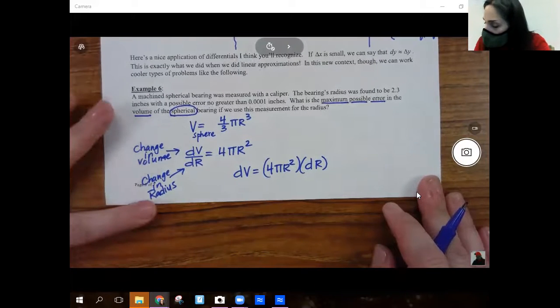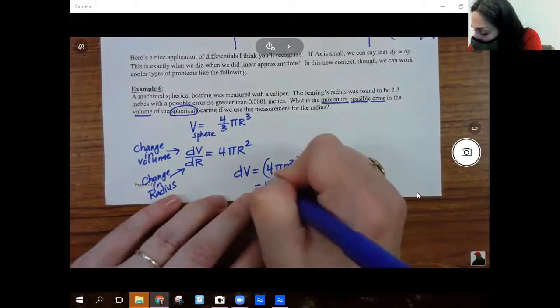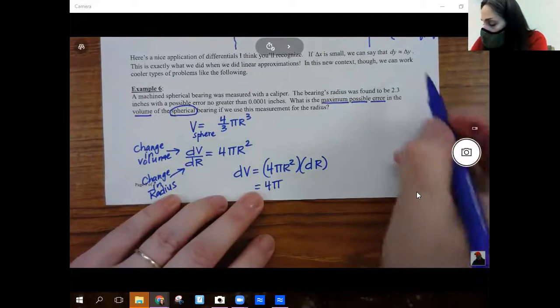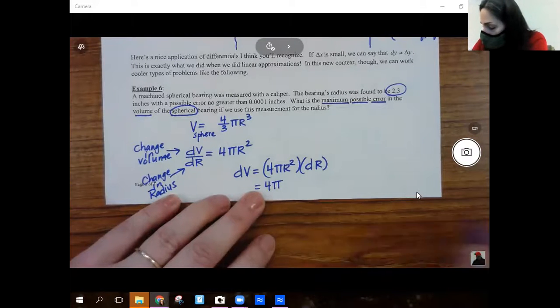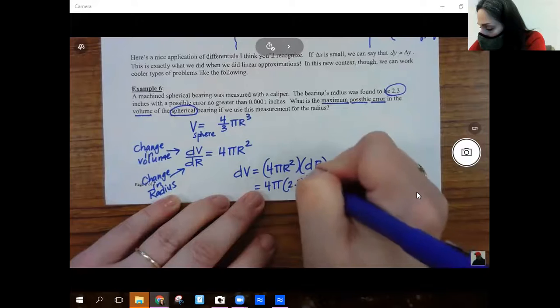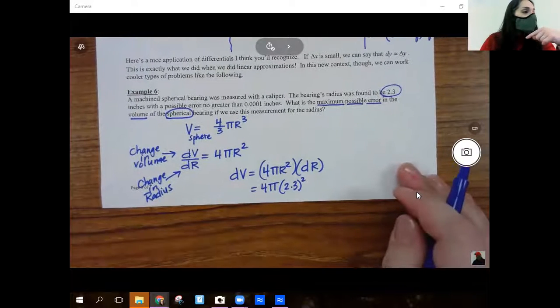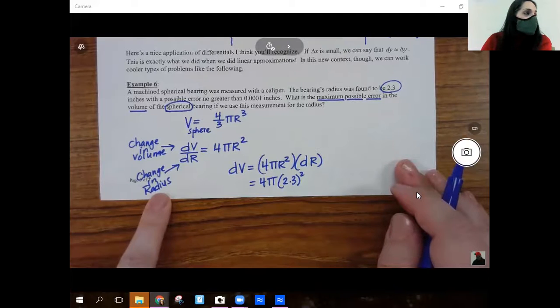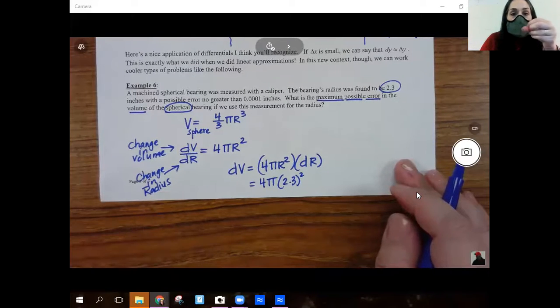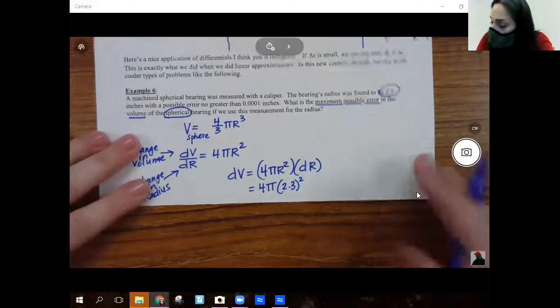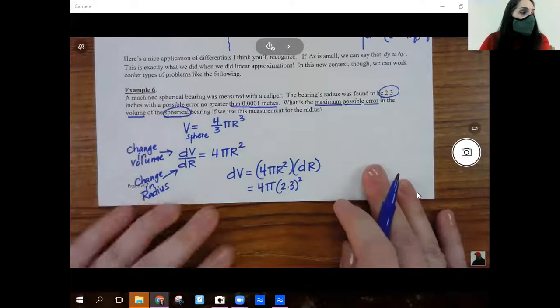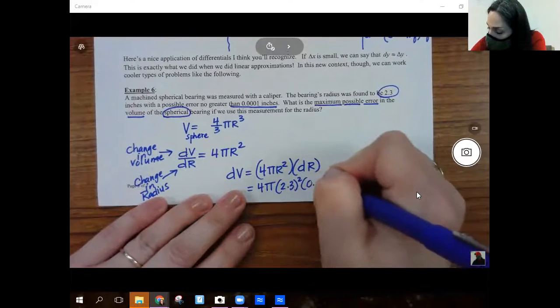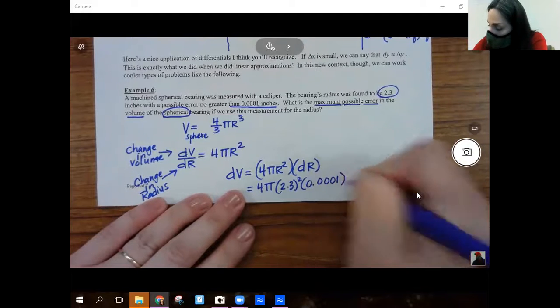All right, now plug in everything that you know. We know 4 pi is just a number. We know that r should be 2.3 inches, so this would be 2.3 right here, squared. And dr, what's dr? Yeah, dr is how much the radius is allowed to vary. So it's the change in the radius, no greater than 10 thousandths of an inch. So you put that in for dr. That's where that actually goes.